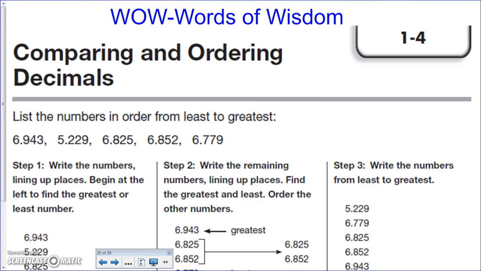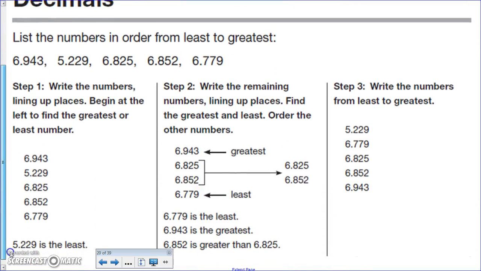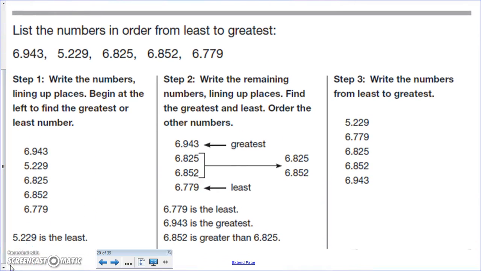Comparing and ordering decimals. List the numbers in order from the least to the greatest. Step 1. Write the numbers lining up places. Begin at the left to find the greatest or least number. In our numbers on our list, we have one number that has a 5 as a whole number, and the rest have 6s. So we know 5 and 229 thousandths is our least.